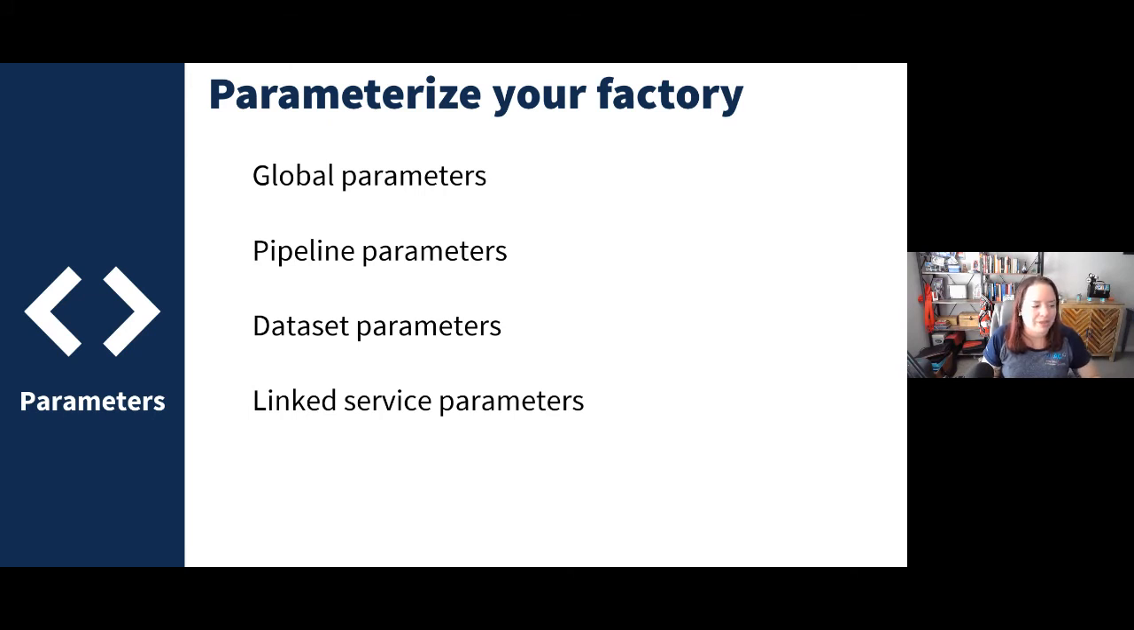Global parameters get used for connection information, secret names, stuff that changes from one environment to the next. They become less important if you're doing the DevOps thing since you have that config file, but you could still do it there. If you're deploying from JSON, global parameters should be required.